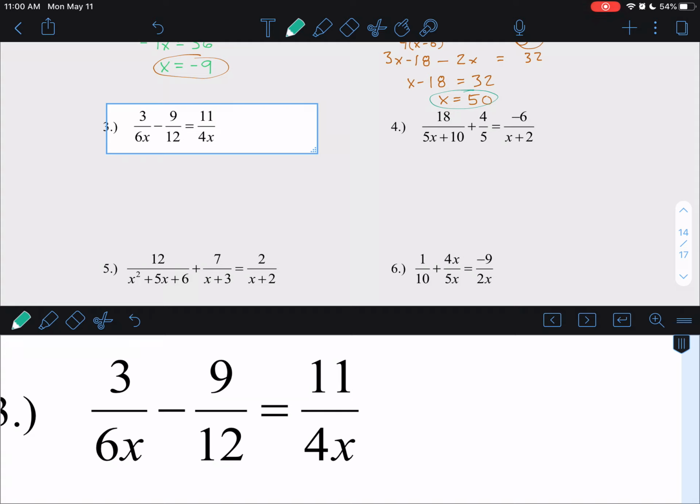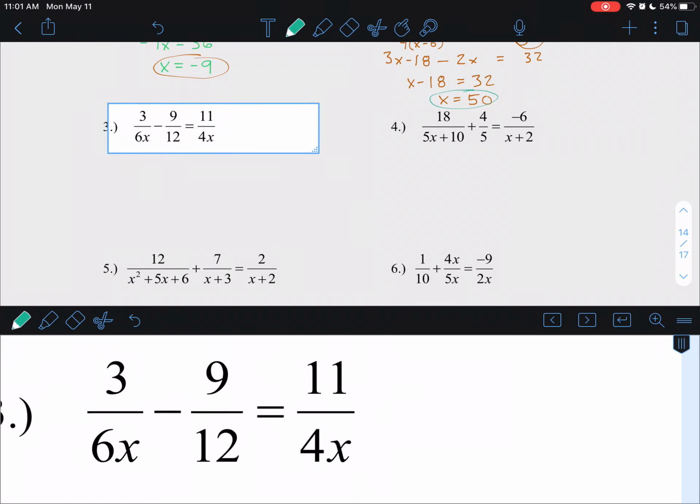So 6, 12, and 4. The least common multiple of these three numbers is going to be 12, because 6 I can multiply by something to get to 12, 12 I can multiply by 1 to get to 12, and 4 I can multiply by something to get to 12. And then two of these fractions have an x in them, one of them doesn't, which means I have to put an x into the one that doesn't.